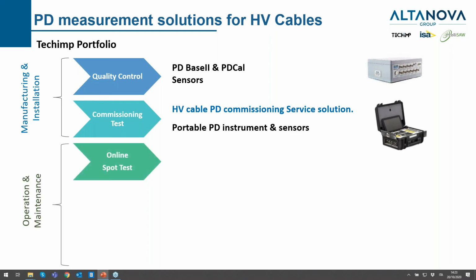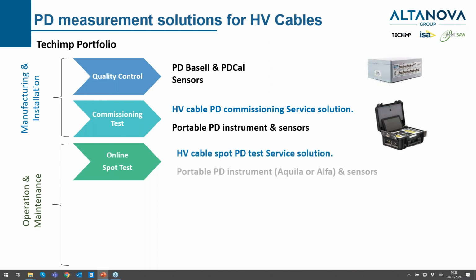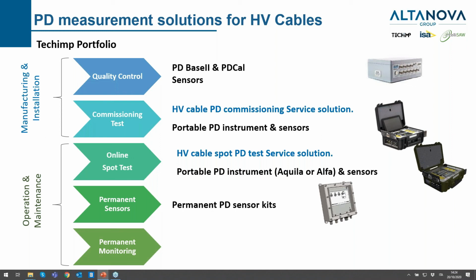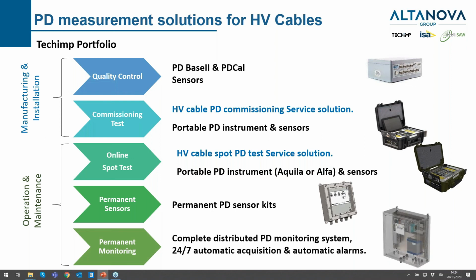For the operation and maintenance side of the life of the asset, we can perform online spot tests as a service solution, or with a portable PD instrument that can be Aquila or Alpha and related sensors. Permanent sensor kits are very useful to have an easier and more effective way to test the cable during its lifetime. It's also the first step to install a permanent monitoring system, which will be a complete PD monitoring that analyzes the PD data 24/7 and triggers alarms in case of PD activity.